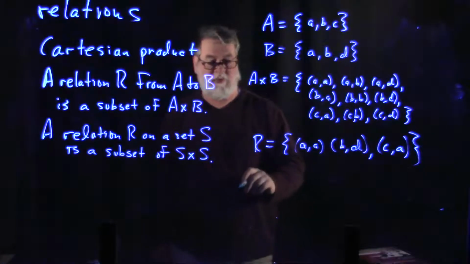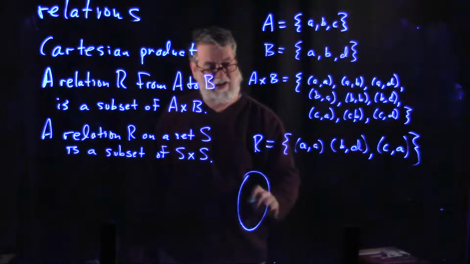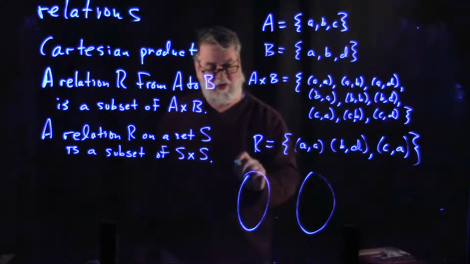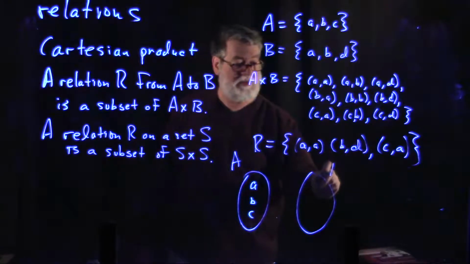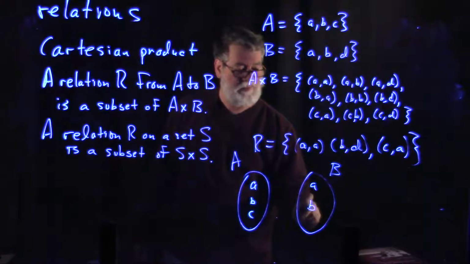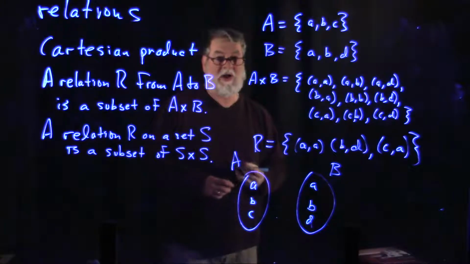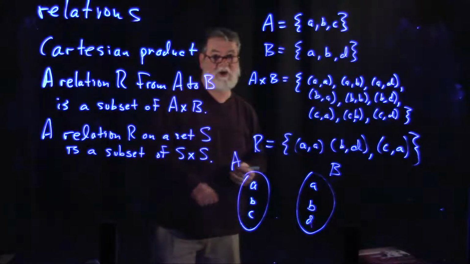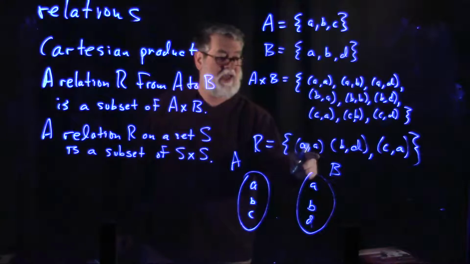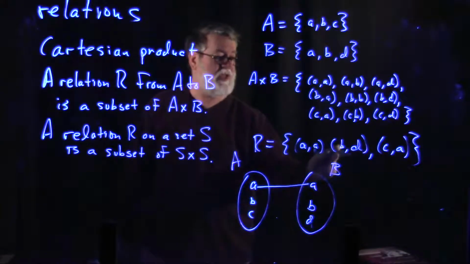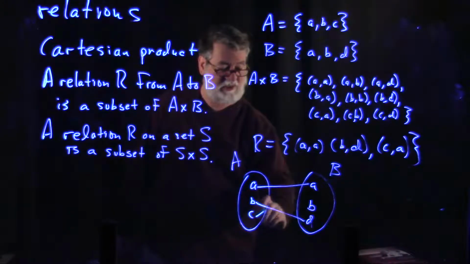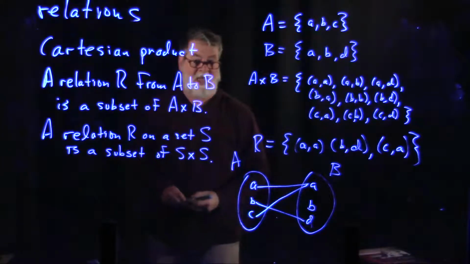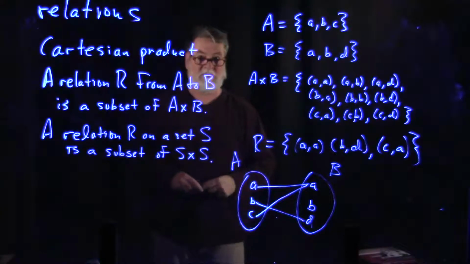There's usually a convenient way to write this for finite small sets. I'll draw A over here with its elements, A, B, C. And I'll draw B over here with its elements, A, B, D. And I'll put a line wherever one of the elements on the left is paired with one of the elements on the right. A and A are paired, so A is paired with A. B and D are paired, so B is paired with D. And C and A are paired, so C is paired with A. And the lines here represent the relation.